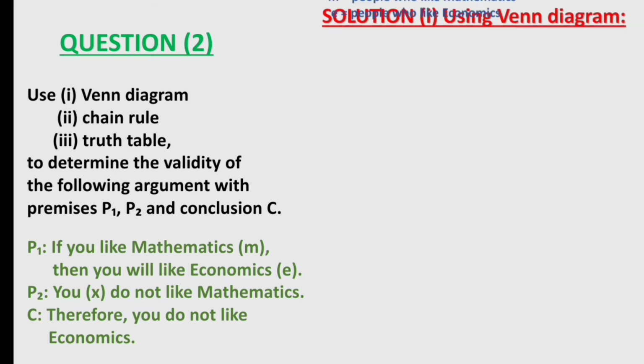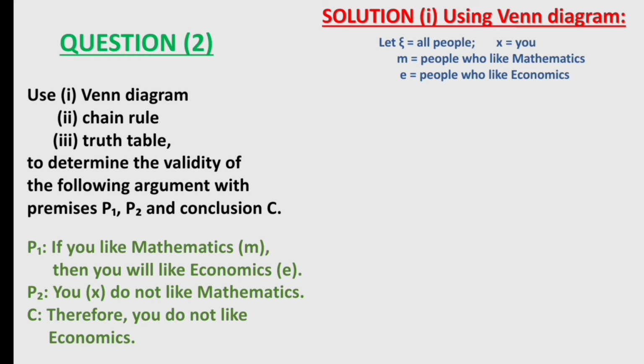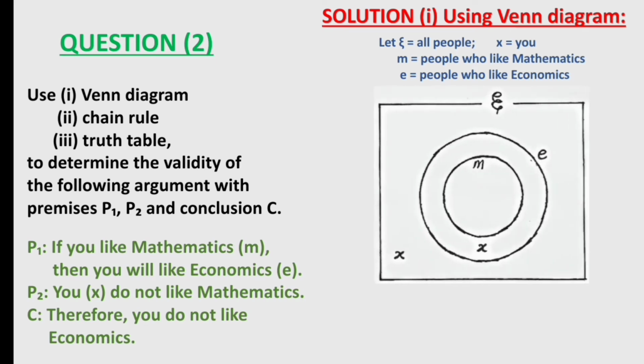Let's solve question 2 using Venn diagram. From the Venn diagram, let the universal set represent all people. Of course, M represents people who like mathematics, E represents people who like economics, and X is you. From the question, premise 1 says, if you like mathematics, you will like economics. That means the circle for mathematics M is inside the circle for economics E.